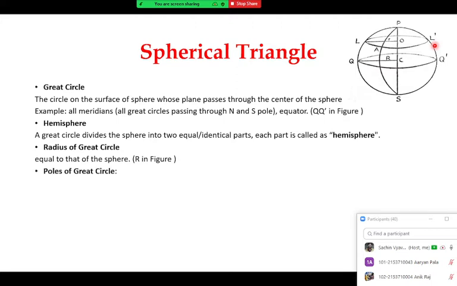Now the poles of a great circle. Already I told you that for every great circle there are two poles. For example, if you consider QQ dash as a great circle, that equator, then for equator QQ dash, the south and north poles are the poles. Can you tell me the definition of a pole with respect to a great circle? Can you define what property these two points have with respect to QQ dash? Sir, ends of a diameter of a great circle.